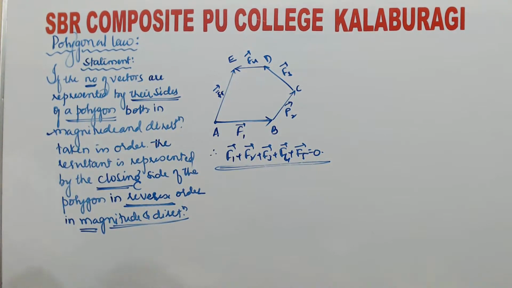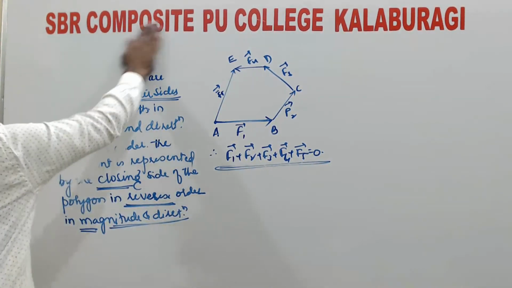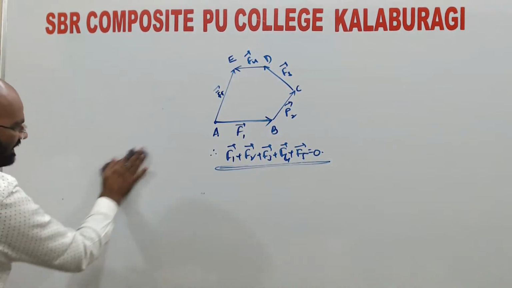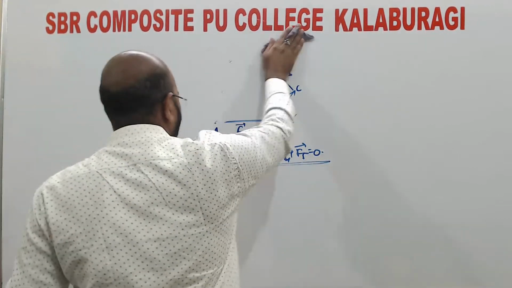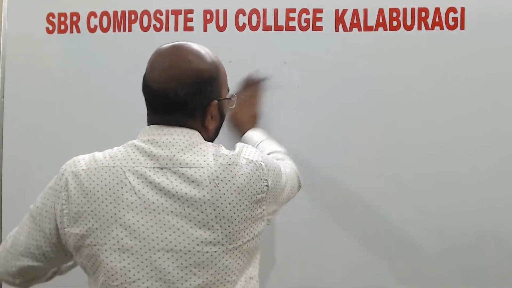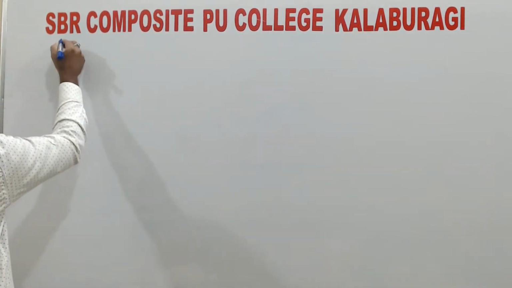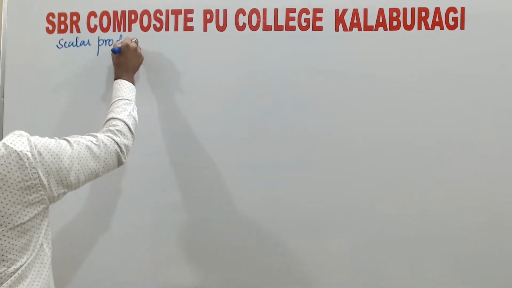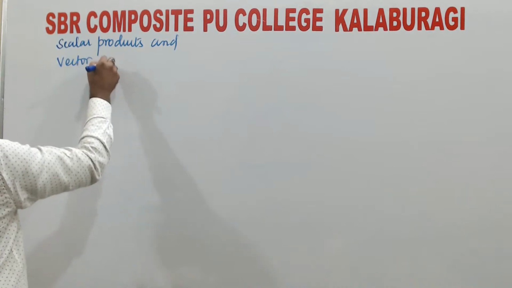After this, there is an important concept called the dot product and cross product of two vectors. It is also called the scalar product and vector product. The important point, the key concept of this chapter, is only the scalar product and the vector product. Next we have scalar products and vector products.